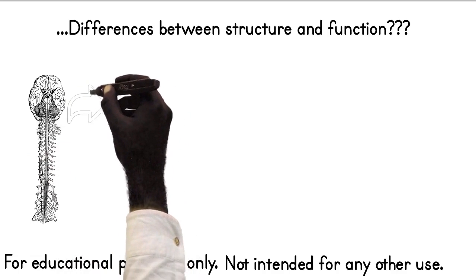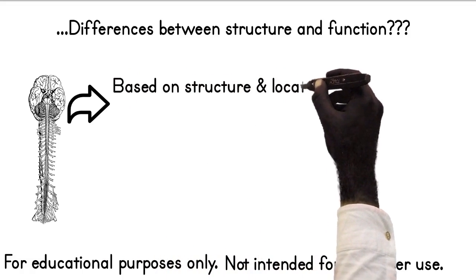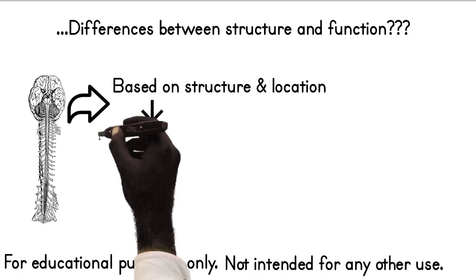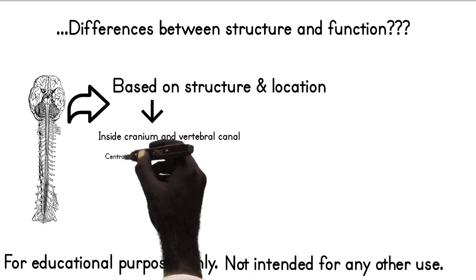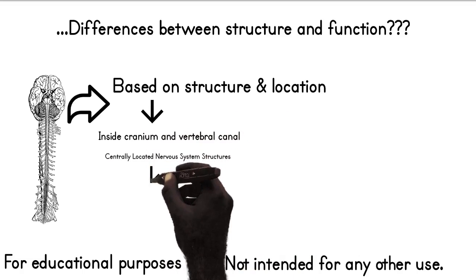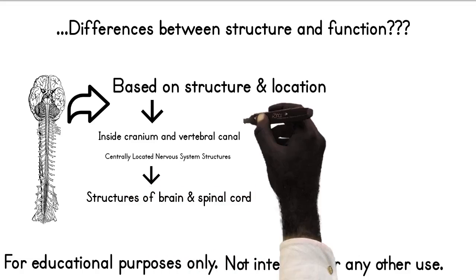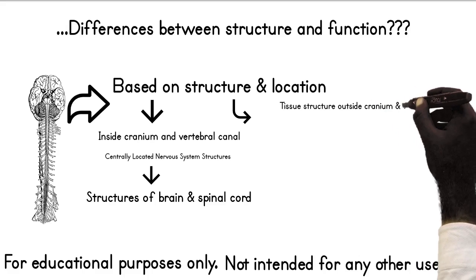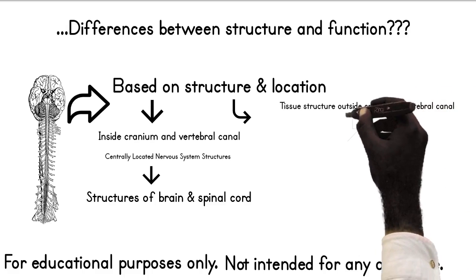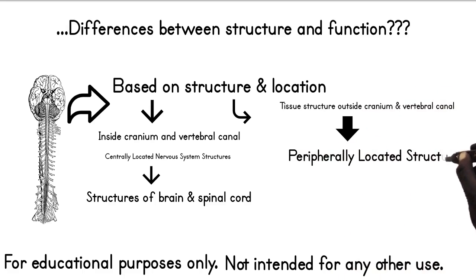If we take a look at the structural classification component, we will see that the structures are either grouped into one category based on whether they are found inside the vertebral canal or inside the cranium. And if that's where you're finding them, then we will be talking about the brain and the spinal cord itself. On the other hand, if we are talking about structures of nervous tissue that are located outside of the cranium and outside of the vertebral canal, these are going to be the ones that are called the peripherally located structures, or the peripheral nervous system.